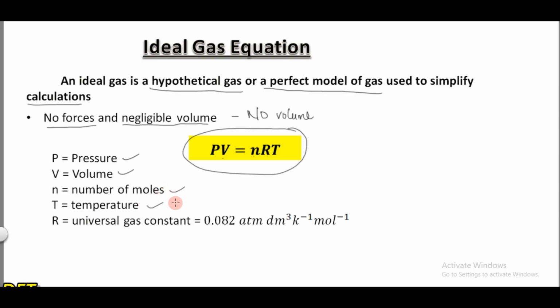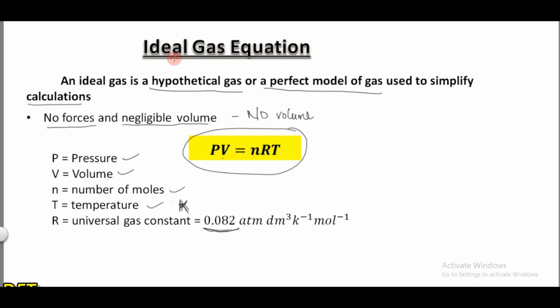And remember, temperature in gas laws is usually measured in what? In Kelvin. It's usually measured in Kelvin. So this is something that you must remember always. Then R in this formula stands for the universal gas constant, and the value is 0.082 atm dm³ per Kelvin per mole. This is the value of R, which is the universal gas constant. It is a constant, so that means the value does not change, right?